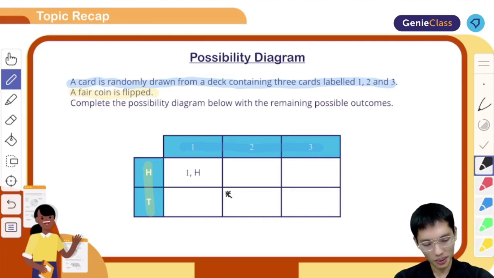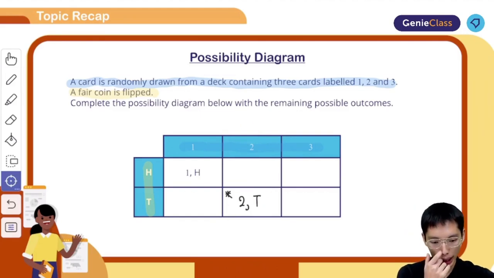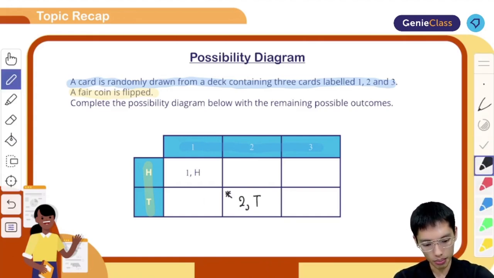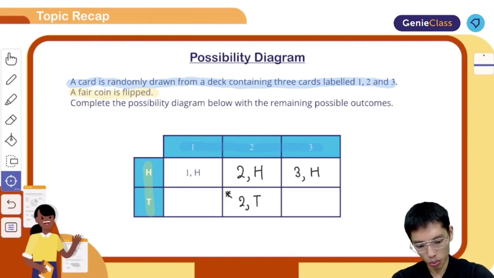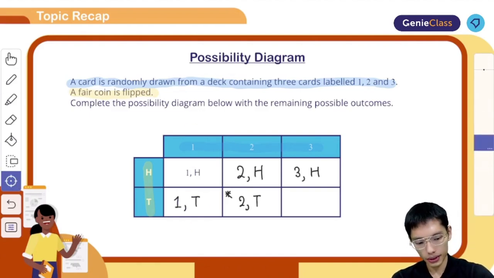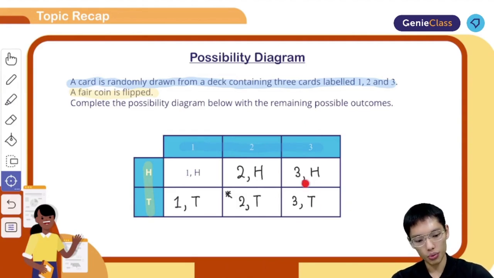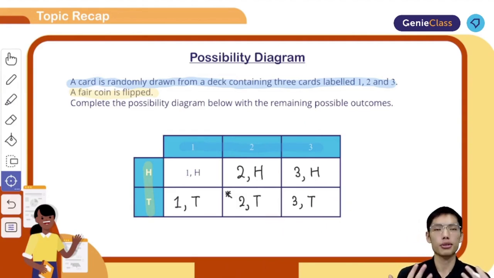Okay, I'm seeing a string of responses. Very good. So we know this is 2 and T. So it's just looking at 2, T. Aha, I have a card that shows 2 and a flip of tails. So following the rest, at the top I have a 2, I have a head. Similarly, I have a 3 and a head. The other one, 1 and a T. Next one over here, I have a 3, I have a T. So this is just to see, looking at the row and column, which entry corresponds.